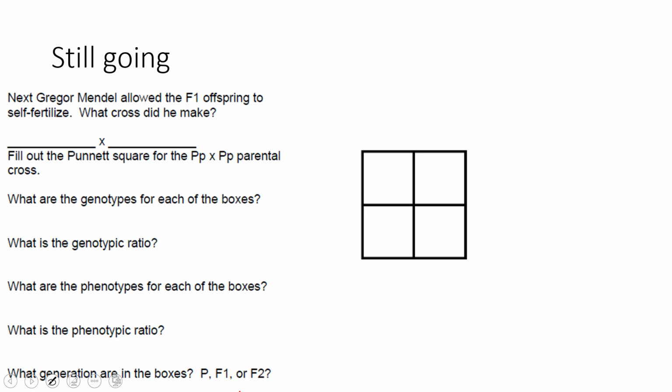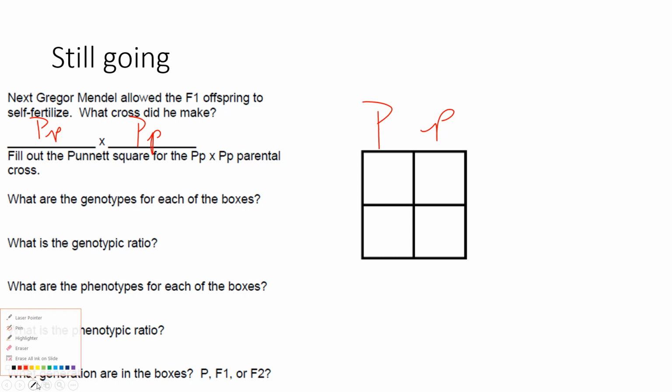Alright, next. He would allow one of the F1 offspring to self-fertilize, which again means having sex with itself. So what cross did he make? Big P, little p, big P, little p. We're going to take those, write one of the parents on top, and then I'll still switch colors just in case it helps any of you out there. The other parent goes down the side. Fill it in, same as always.